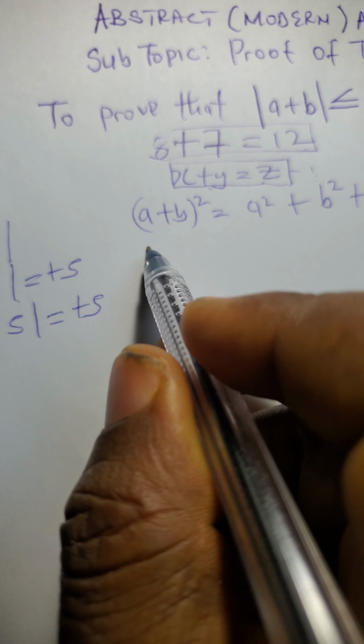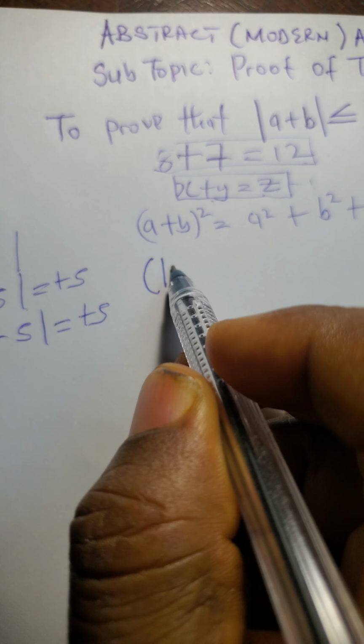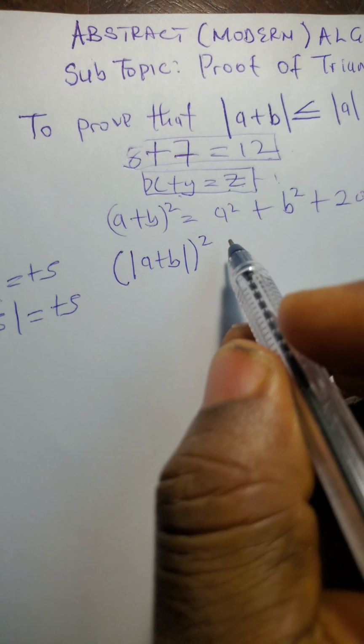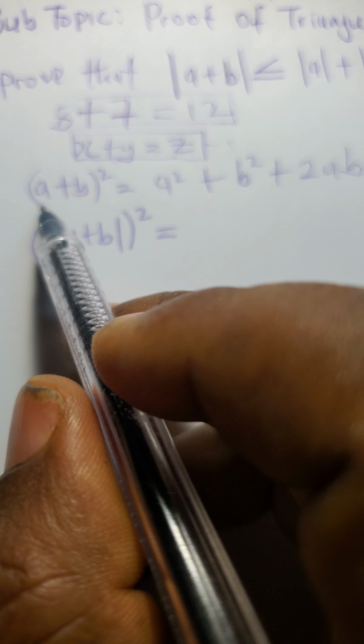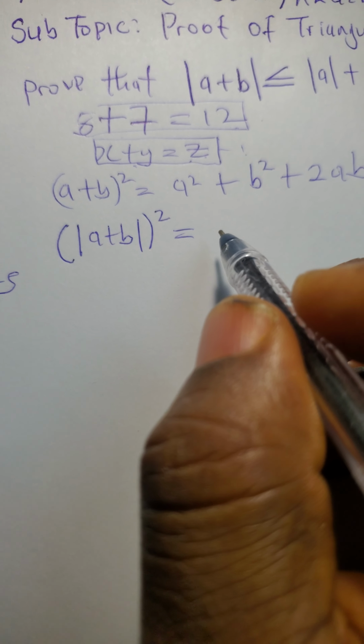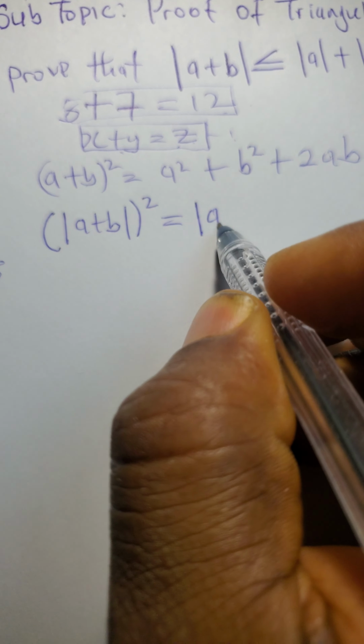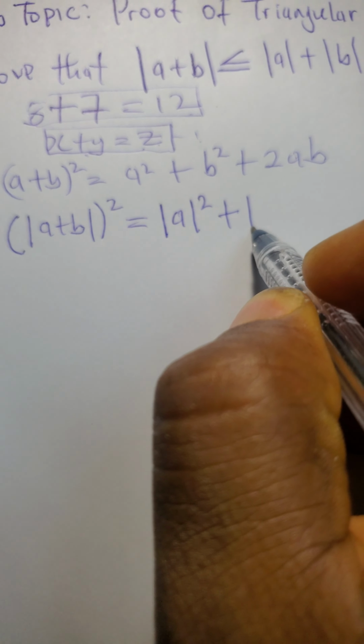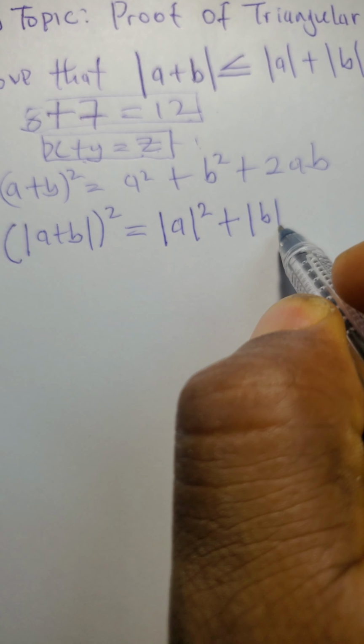Now let's use that for this one. Now let's start with the absolute value of a plus b, everything raised to power 2. If we expand this, based on this expansion we have here, we are going to have absolute value of a raised to power 2 plus absolute value of b raised to power 2, then plus 2ab.